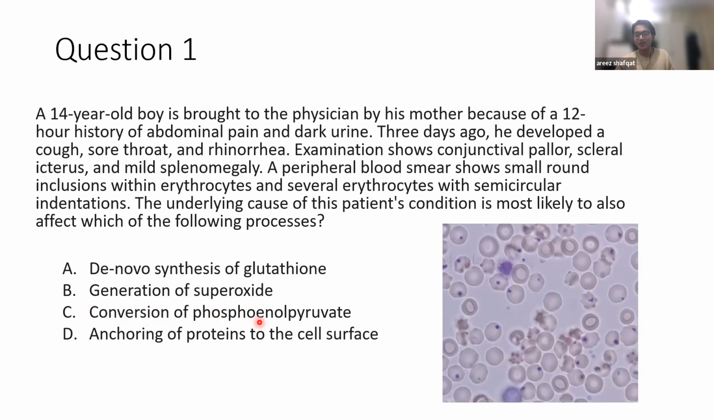Now, conversion of phosphoenol pyruvate to pyruvate, what is that? That is pyruvate kinase deficiency. Anchoring of proteins to the cell surface, you will learn this in heme. This is called hereditary spherocytosis. All right, but you can see the Heinz bodies. You can see that the patient just had an infection, which was what we discussed, right? Infections cause increased hydrogen peroxide production, which causes hemolytic anemia. So this boy was completely normal until he developed the infection, which increased stress and increased hydrogen peroxide production, which caused the hemolytic anemia. All right.